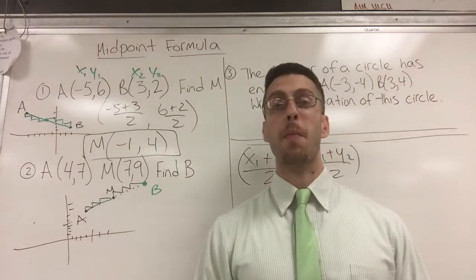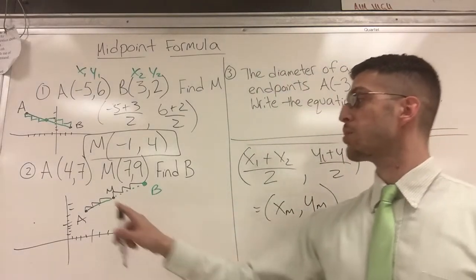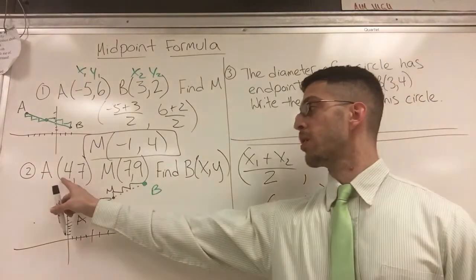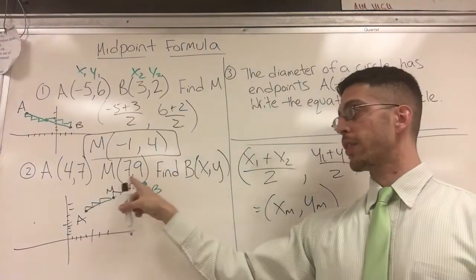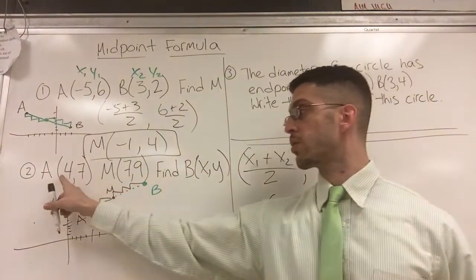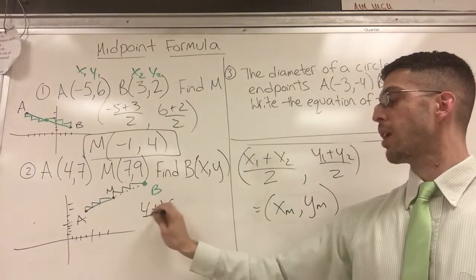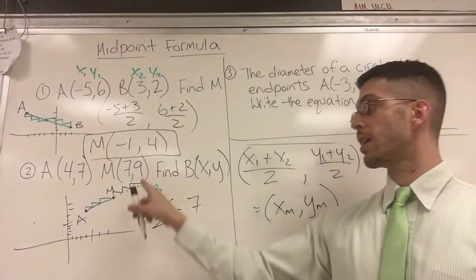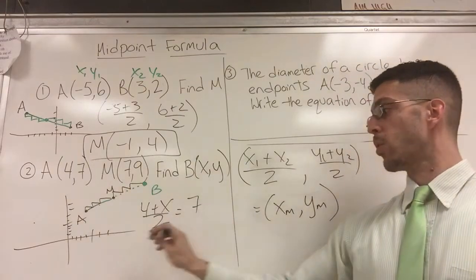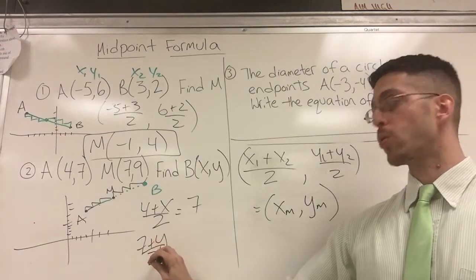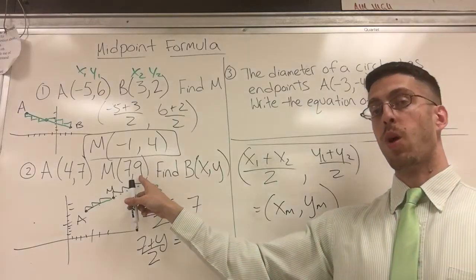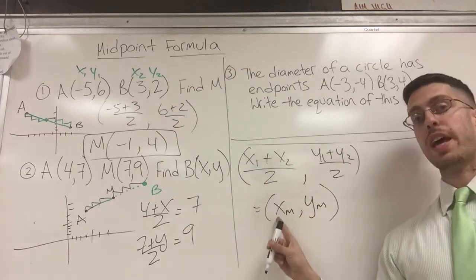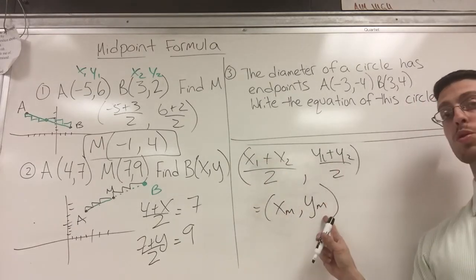So counting is fine, but I'm going to do it algebraically. So here's my formula. I know B is going to be x comma y, okay? So I'm going to find the average of these two, and there's my answer. What does that mean? Let's look at the x values. 4 plus x divided by 2 will give me my midpoint of 7. Same thing with the y's. 7 plus y divided by 2 will give me the 9, the y midpoint. So basically, I'm using this plus this over 2 equals xm, and then this plus this over 2 equals ym.